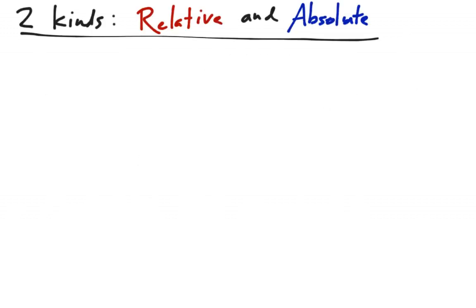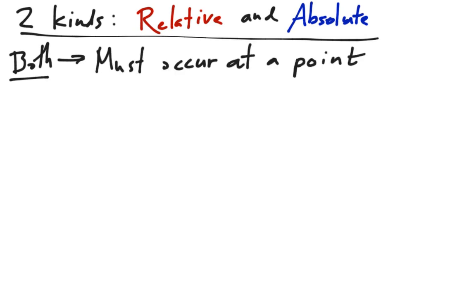Like I mentioned before, there are two kinds of extrema. There are relative extrema and absolute extrema. There are some similarities and differences between the two. For one thing, both of them must occur at a point. And furthermore, relative and absolute extrema can only occur at endpoints or at critical numbers.